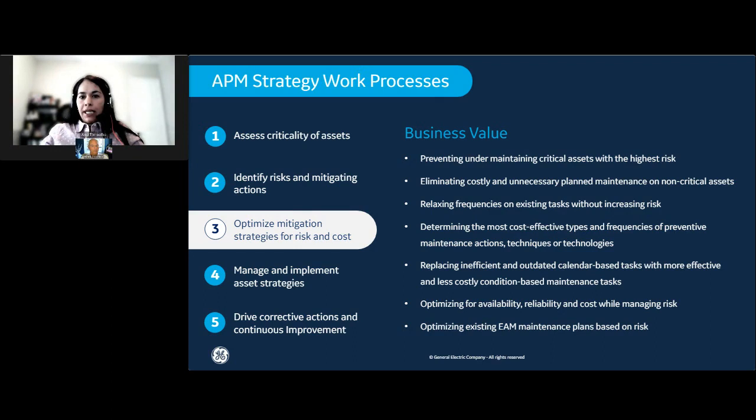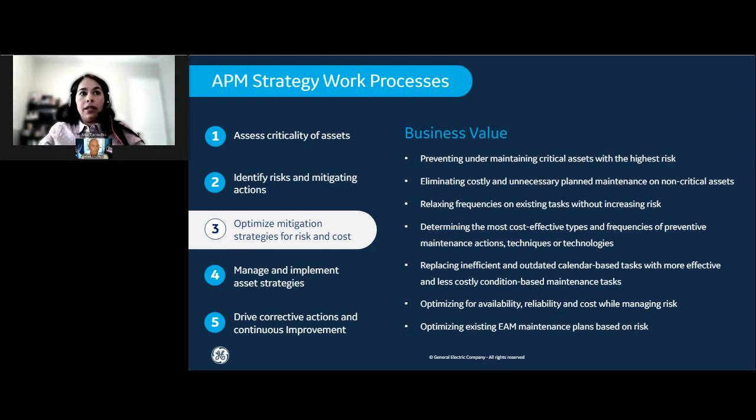Okay, continuing with the APM process. In the third step, once all the failure modes or the risks and potential mitigation actions are understood, the next step is to establish the right balance between the risk and the cost. What is the level of risk mitigation that you want to achieve? It depends on the criticality of the asset and the cost of the action plan. It is really key to optimizing a preventive maintenance program.